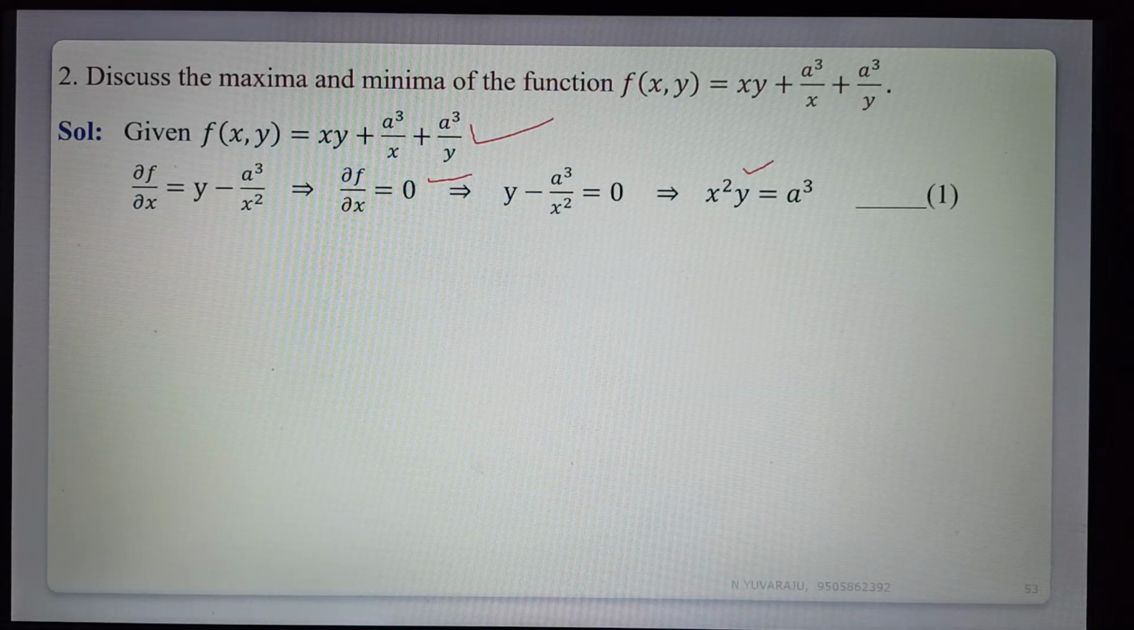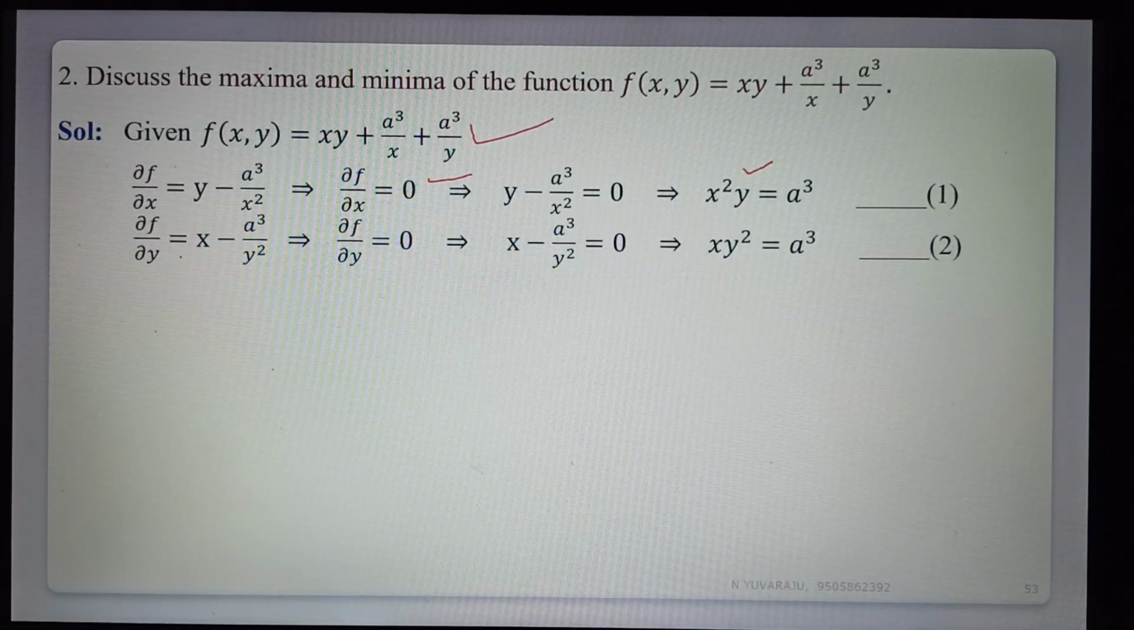Therefore, on simplification, x²y is equal to a³. Second one, ∂f/∂y is equal to x - a³/y², equating to 0. x - a³/y² is equal to 0. That is, on simplification, xy² is equal to a³.